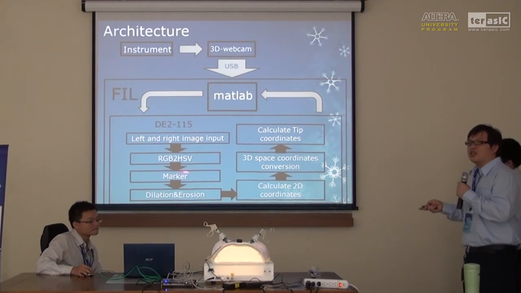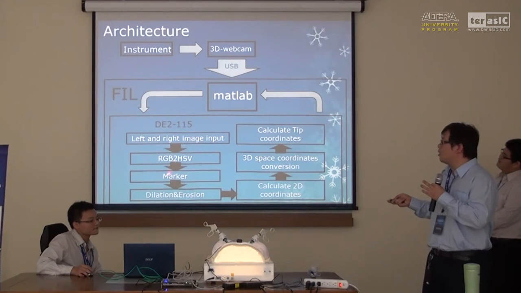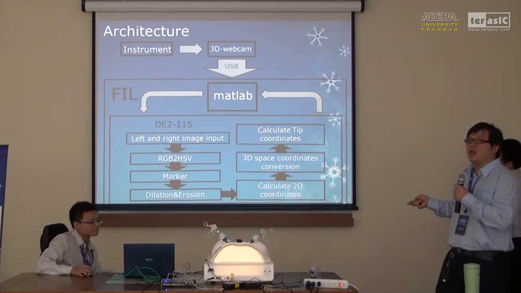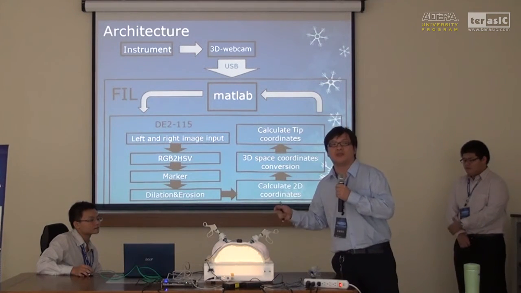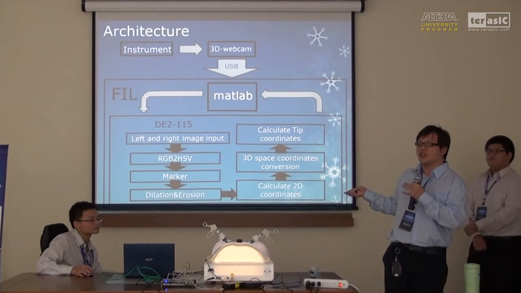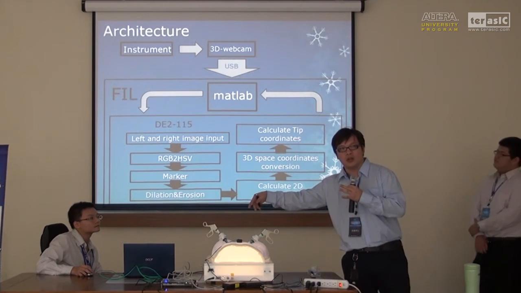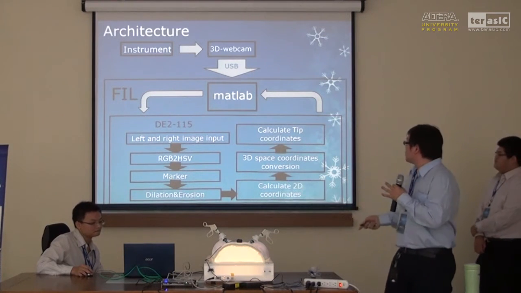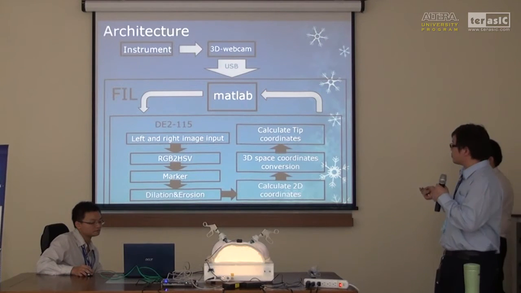Then we can start finding the 2D coordinate data. Because we have two cameras and two instruments, we have four 2D coordinate data. Then we use those data to find out the 3D coordinates of these two instruments. Then we send it back to MATLAB to verify our system.